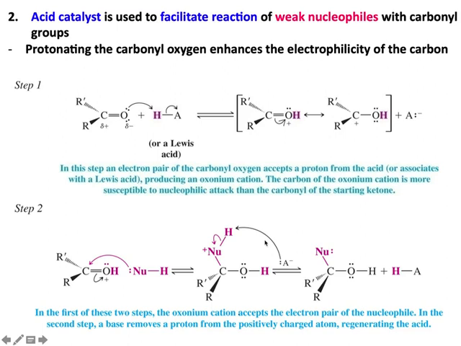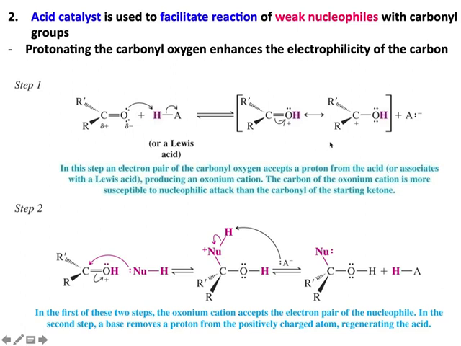Number 2, we use an acid catalyst to facilitate the reaction because of the weak nucleophile. The carbonyl group needs a strong nucleophile, so that's why we use an acid catalyst to make the reaction proceed more effectively. Here there are two steps. First step: the lone pair from the carbonyl oxygen, this C double bond O, accepts a proton from the acid to produce an oxonium cation.